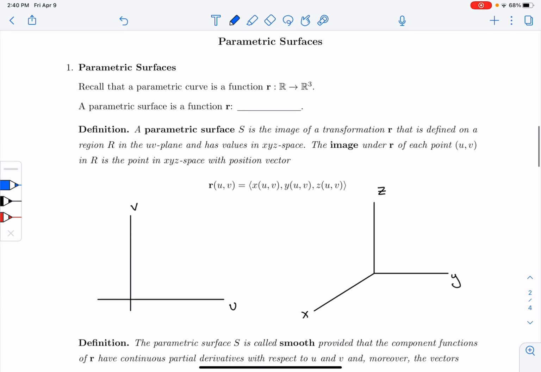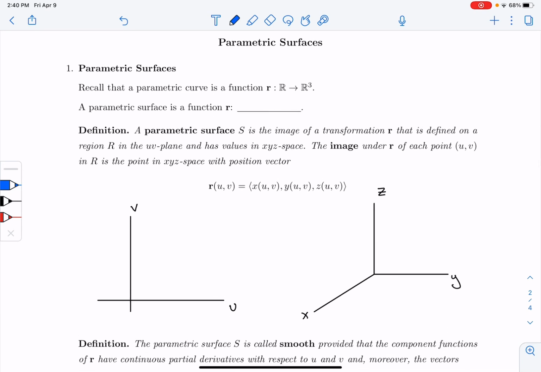So recall that we had this idea of a parametric curve. That was a function that input one parameter, a real number, and then output a vector, say in 3-dimensional space. So a parametric surface is going to input 2 parameters, 2 real numbers. So the inputs are going to live in R2, and then output a 3-dimensional point.